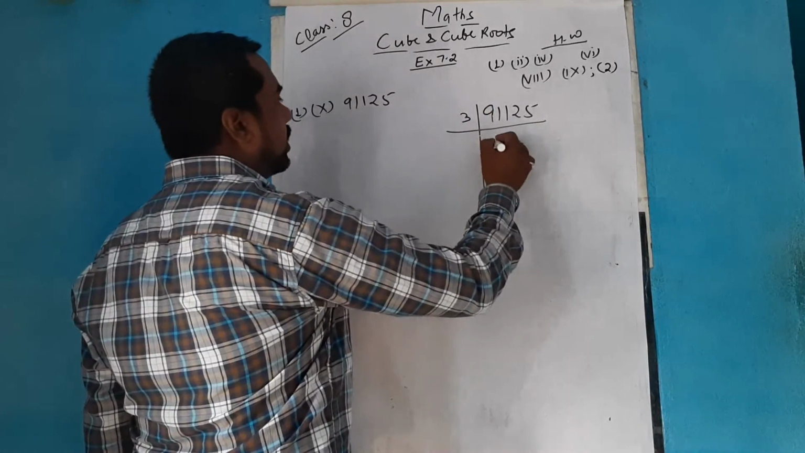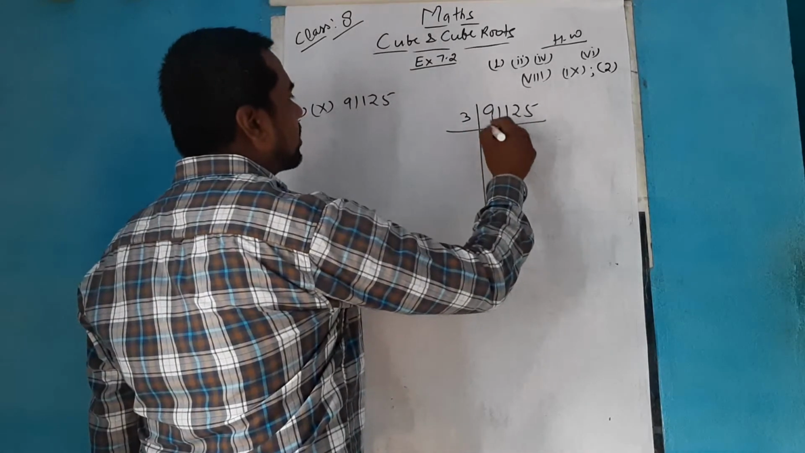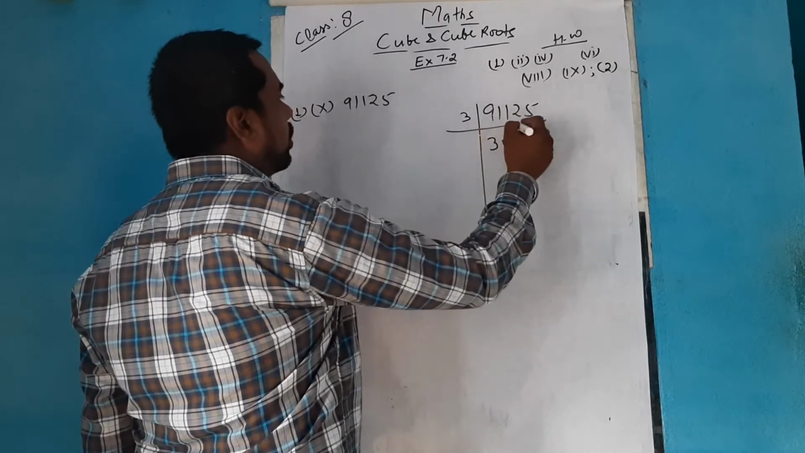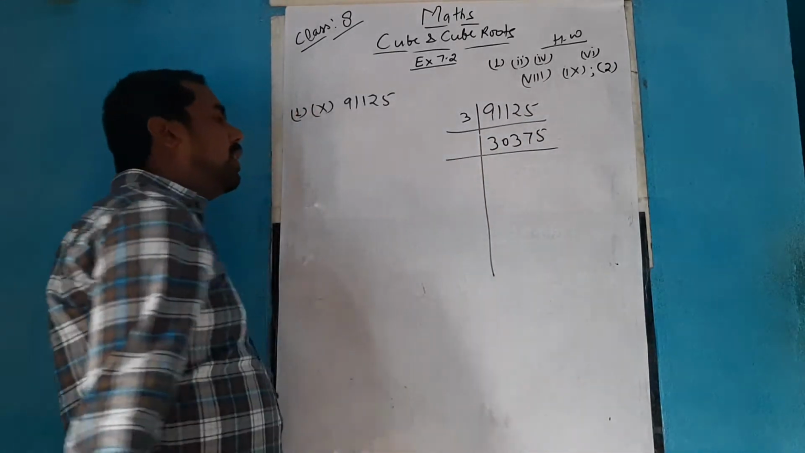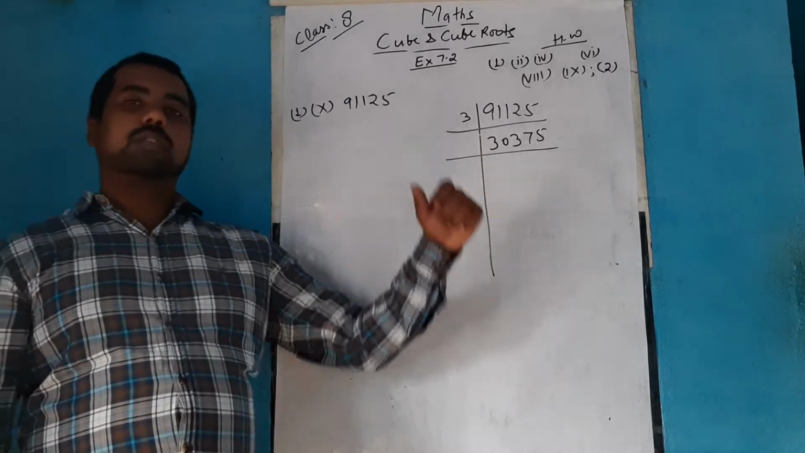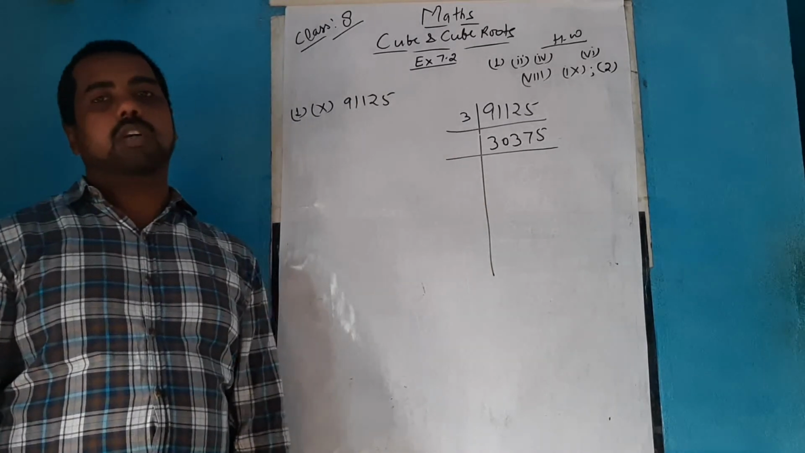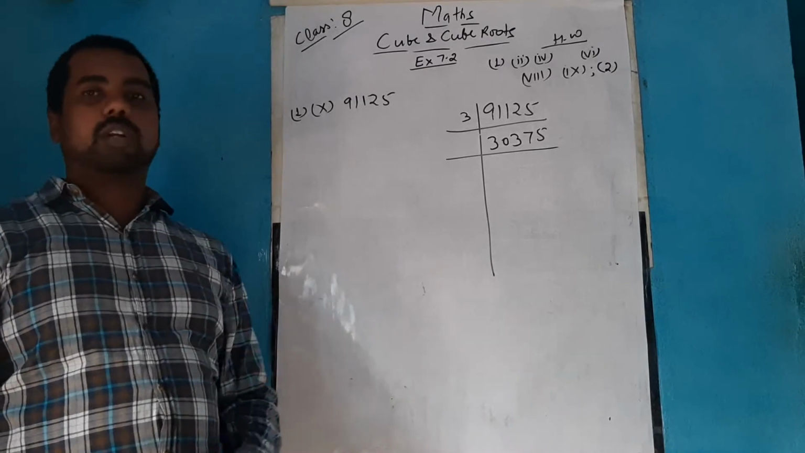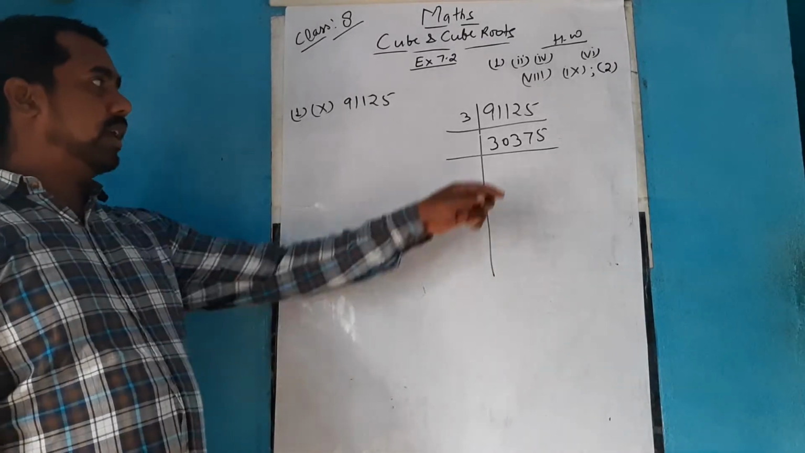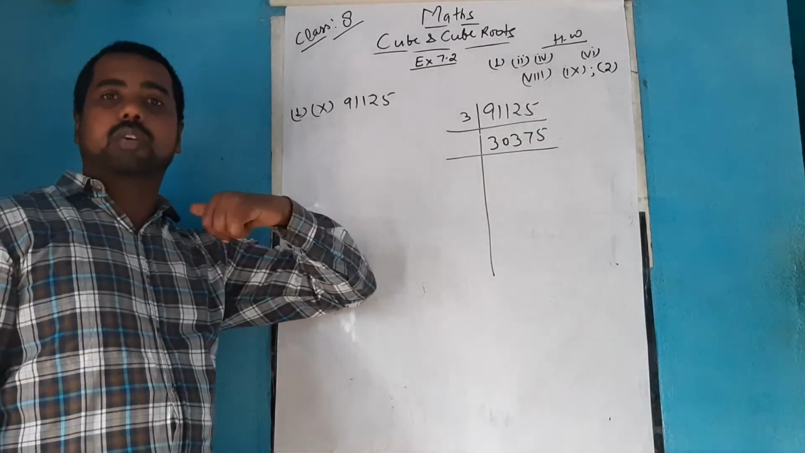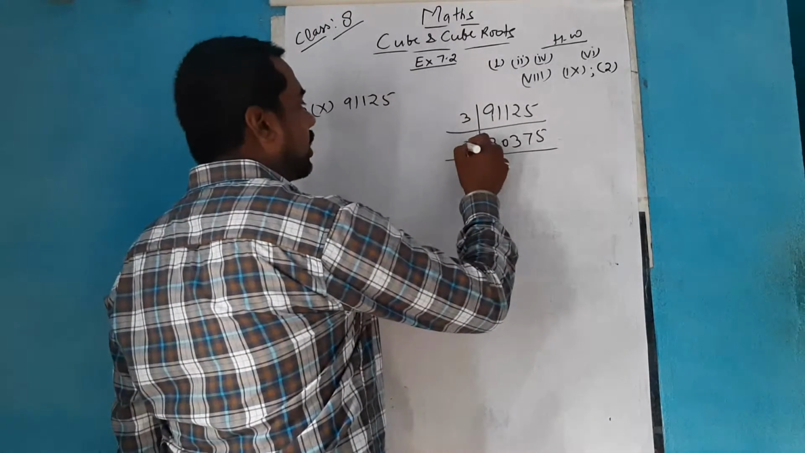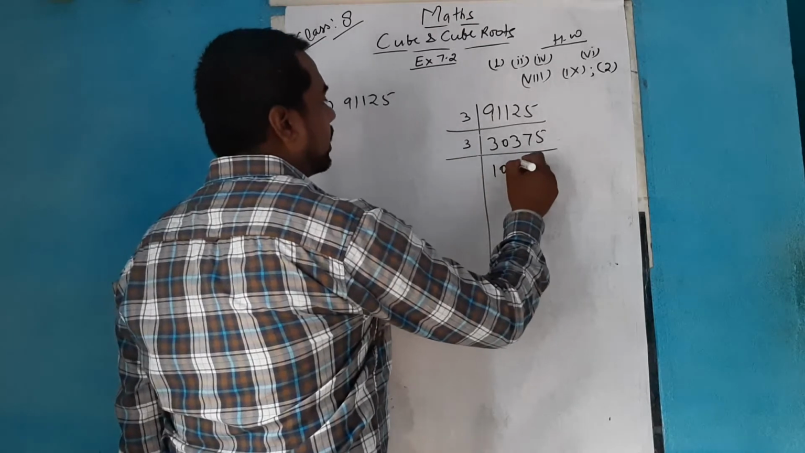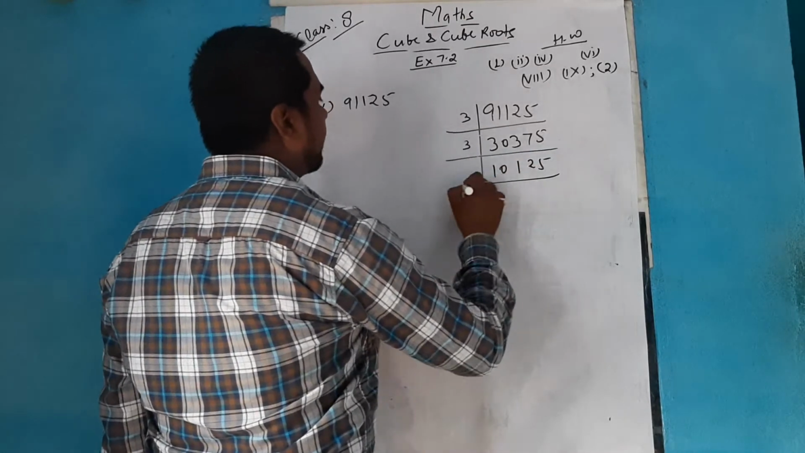Let's start with 3. 3 3s are 9, 1 remains 0, 11. 3 3s are 9, 2 22. 3 7s are 21, 1 15. 3 5s are 15. If the first step of division with 3 goes wrong, then you won't reach the answer. So make sure that, if you are facing issues in dividing, do the division in rough and then copy it. Again with 3, 1 0, 1 2 5.